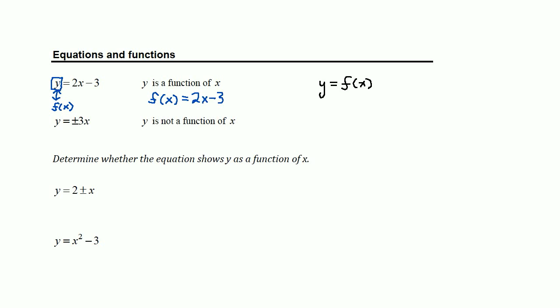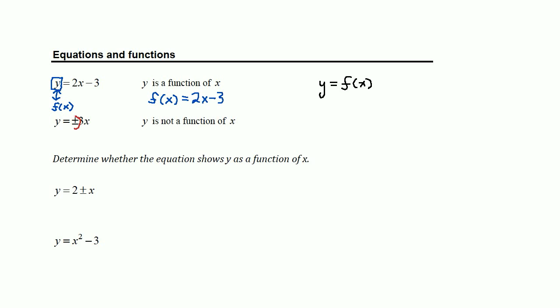It's not, however, possible to just write any old equation as a function. It still has to satisfy the definition of a function. 2x minus 3 is no problem. If I take any value of x and multiply it by 2 and then subtract 3, I'm just going to get a single result. There's no way I can get two different answers just doing those operations.